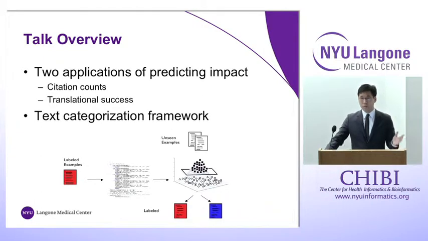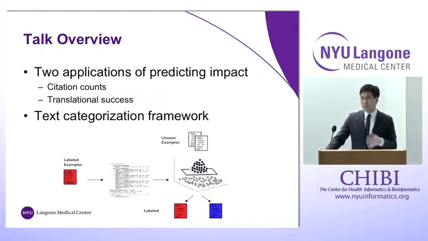This talk is going to be split into two halves. The first half is going to be focusing on citation count as the measure of quality. Specifically, I'm going to be talking about predicting whether or not an article will receive greater than a certain number of citations. In the second half, I'm going to be using translational success as the measure of quality.